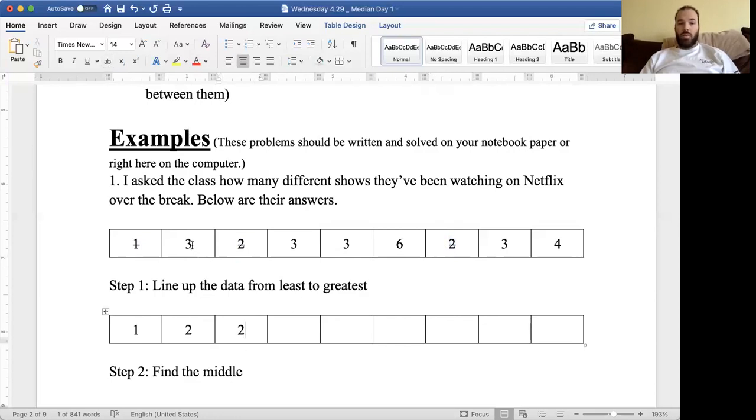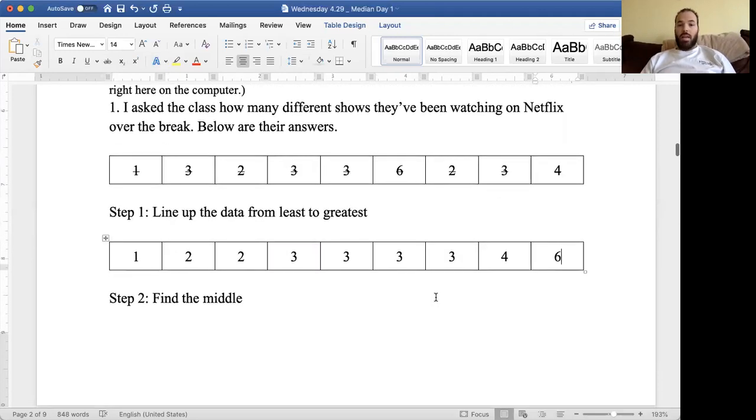The next lowest number is 3. There's 1, 2, 3, 4 3s. So I'm going to do 1, 2, 3, 4 3s. I'm done with all the 3s. The next lowest number is a 4. So I'm going to put my 4 in. And then the biggest number, the only number I have left, is 6. Now to double check and make sure that you didn't accidentally skip any numbers, all of these boxes should be filled.